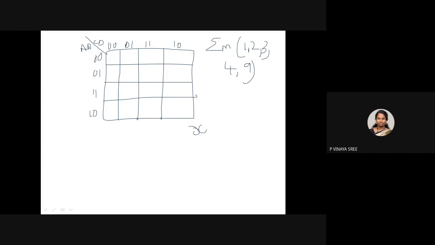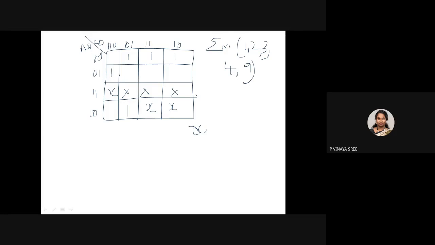So it is 1. 0, 0, 0, 1 is 1. Next 0, 0, 1, 0 is 2. Next this is 3. Next it is 4. Next 1, 0, 0, 1 is 9. Okay. So remaining cases I need to keep don't care for positions 10, 11, 12, 13, 14, 15. These are don't cares.